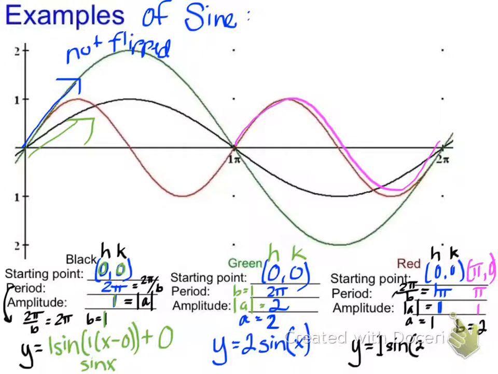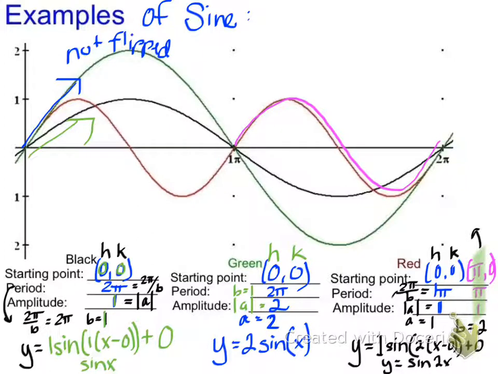So my rule starts with A sine of B. So 1 sine of 2, parentheses, x minus h, h is 0, plus k. Well, h and k are 0, 0, so those are really irrelevant, so my rule is just sine of 2x.